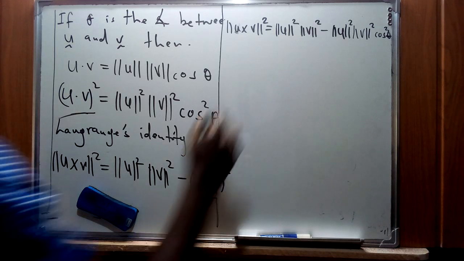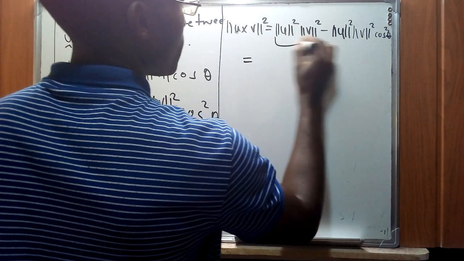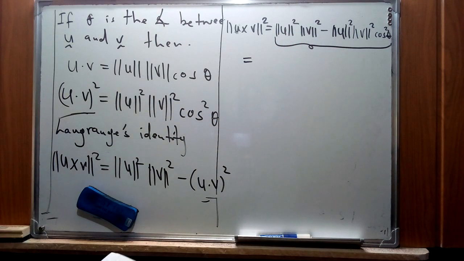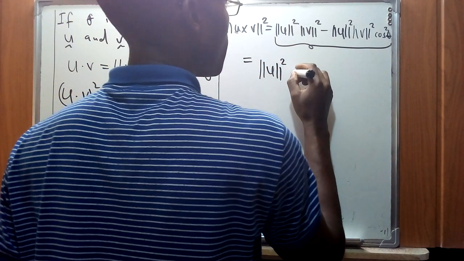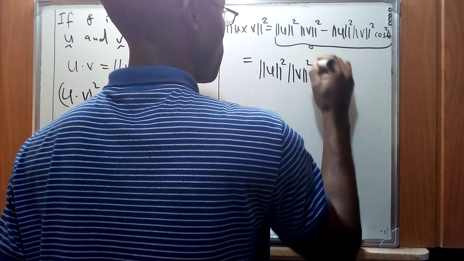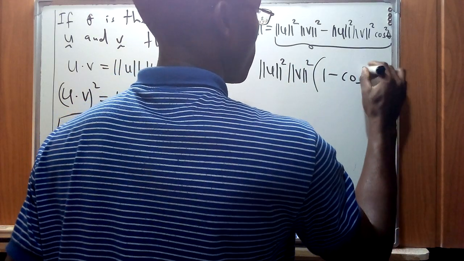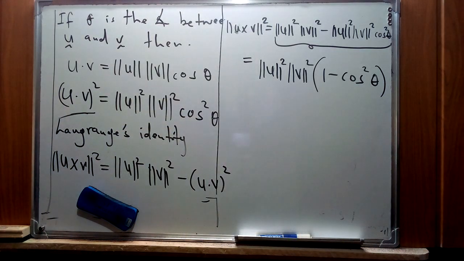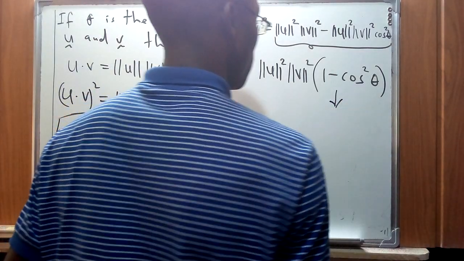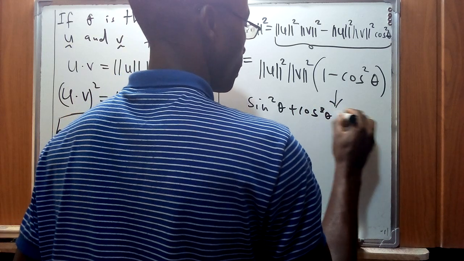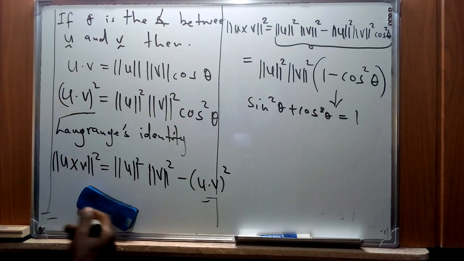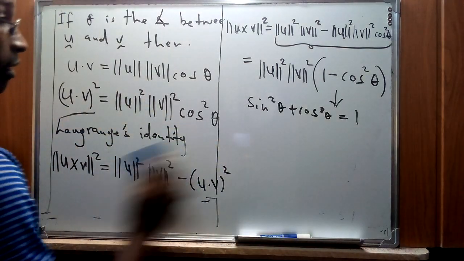Now basically trying to rearrange this specific side of the equation, we're going to have this Lagrange's identity represented as the norm of u squared and then the norm of v squared into 1 minus the cosine squared of theta. But from trigonometric identity, we have learned that sine squared theta plus cosine squared of theta can be given as 1. So doing a rearrangement of that, this is going to give us the sine of theta.